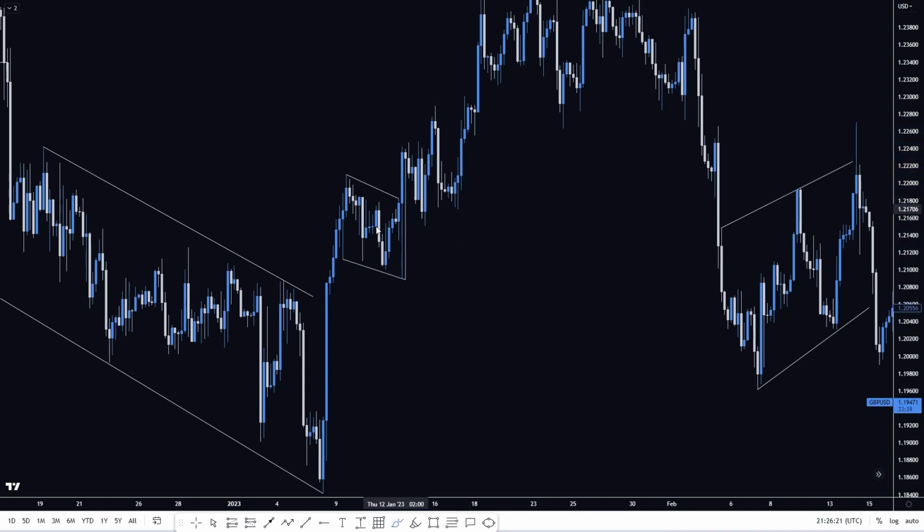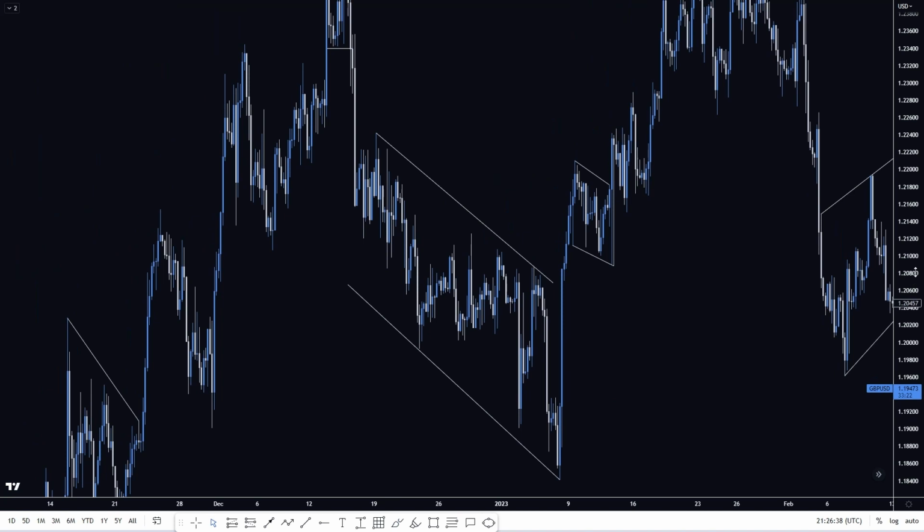So again, more indication, as well as the tweezer bottoms that you can see in here with these two wicks. More indication that price may now be moving to the upside, and that we've actually finished that corrective phase. So if we zoom out a little bit more, what else can we actually see?